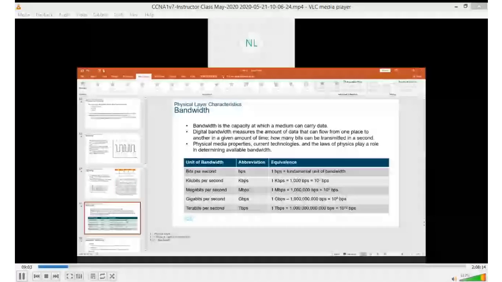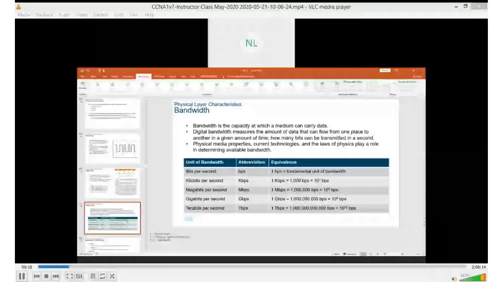So the 3 aspects that the physical layer controls are the signaling, the encoding, and the components: the RJ45s, the cables, the network interface card. As we go along, we'll get to familiarize ourselves more.